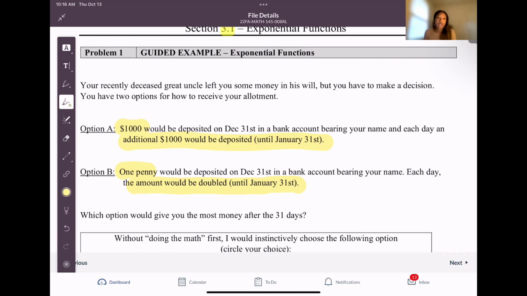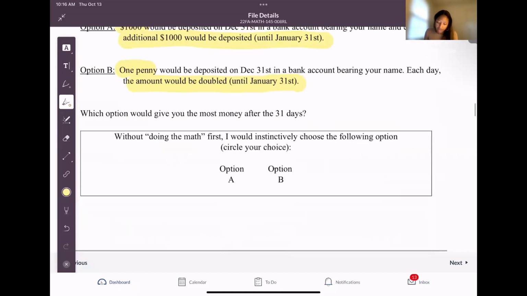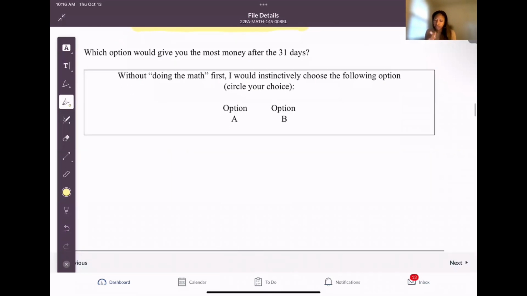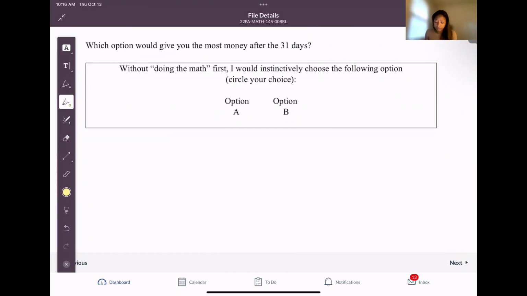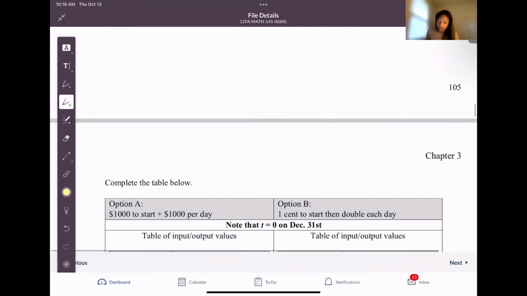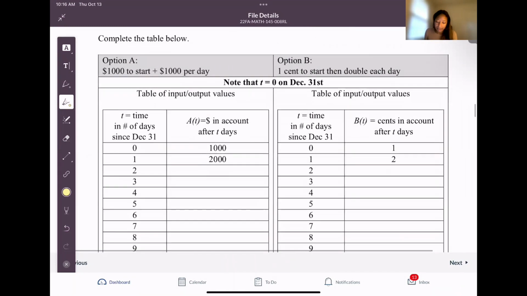Let's explore. So when I said there's no wrong answer, I mean, free money is free money, but obviously one of these options will give us more money than the other. Let's explore how much money we'll have at the end of the month with either option. All right, so which option would give you the most money after 31 days? Some of you said A, some of you said B. Let's look at what happens.